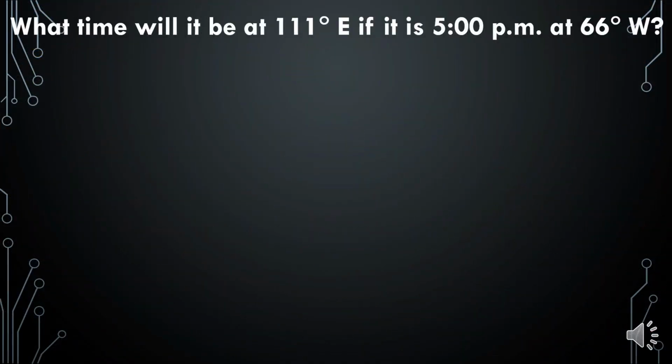What time will it be at a place located 111 degrees east, if it is 5 p.m. at 66 degrees west?